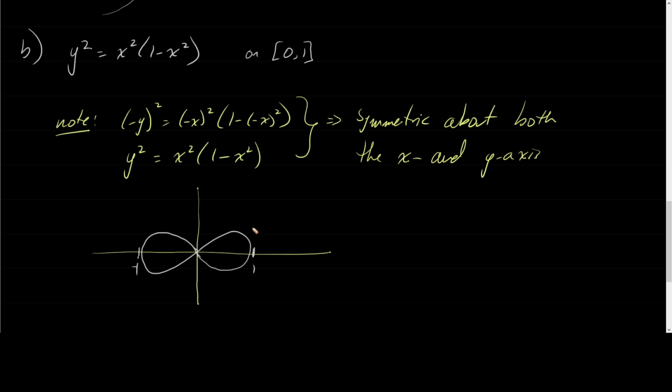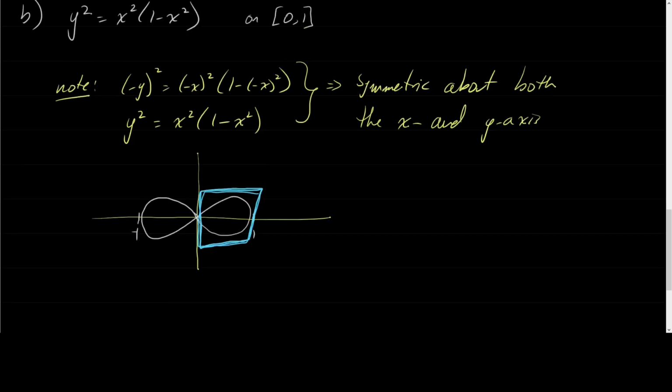Because I said from 0 to 1, right? So I'm looking for this piece right here. So what we're going to do is say this equation, y squared equals all that stuff, is the same thing as saying y is equal to plus or minus the square root of x squared times 1 minus x squared, which is the same thing as plus or minus x times radical 1 minus x squared.